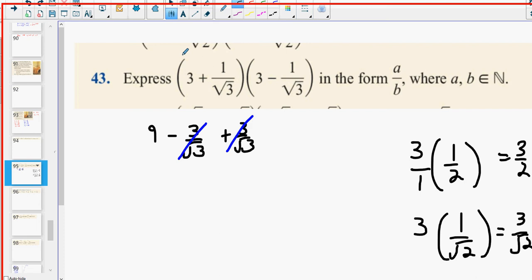Finally, what's 1 over root 3 multiplied by 1 over root 3? 1 by 1? 1. Root 3 by root 3? 3.